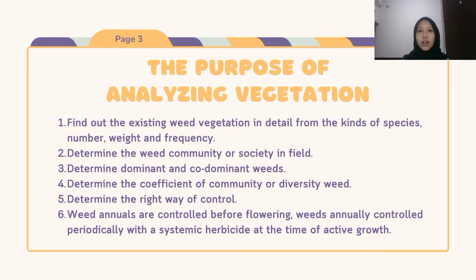And then, what is the purpose of analyzing the vegetation? 1. Find out the existing weed vegetation in detail from the kinds of species, number, weight, and frequency. 2. Determine the weed community or society in field. 3. Determine dominant and codominant weeds. 4. Determine the coefficient of community or diversity weed. 5. Determine the right way of control. And the last is which annuals are controlled before flowering, which annually controlled periodically with a systemic herbicide at the time of active growth.